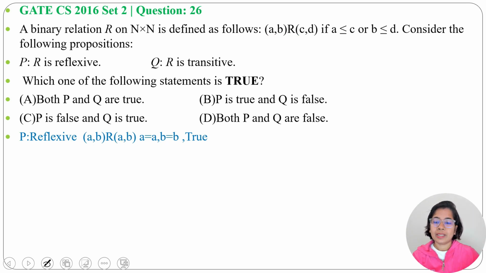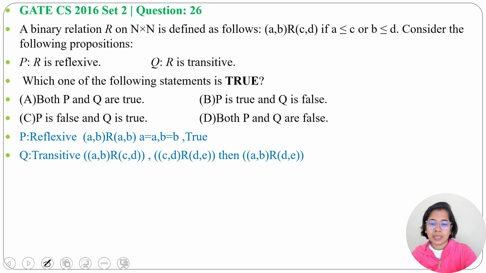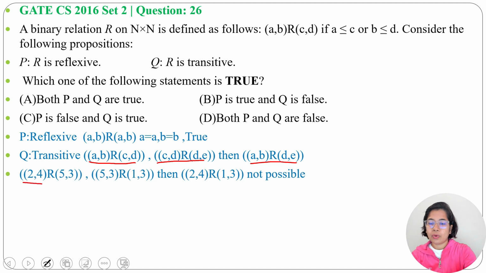Next we will check whether the relation is transitive. For transitive, if (a, b) is related to (c, d) and (c, d) is related to (e, f), then (a, b) must be related to (e, f). So let's take an example like (2, 4), (5, 3). In this case, 2 is less than 5, 4 is not. As it's given a less than or equal to c or b less than or equal to d, here 2 is less than 5, so it is in relation. Now (5, 3), (1, 3). 3 is equal to 3, hence it is in relation.